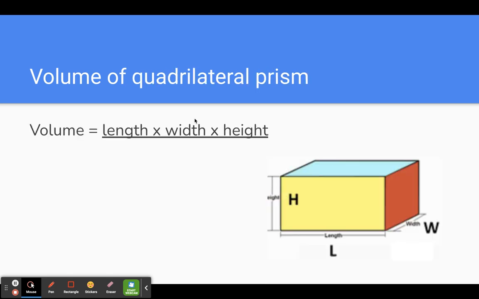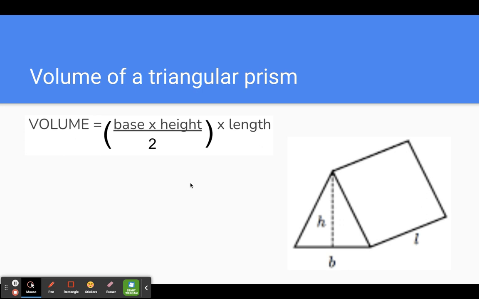So volume of a quadrilateral prism, right? Length times width times height. So if we find the area of this red square or this yellow square, length times height, that's the area of one face, and then we multiply it by how far back it goes, right? The volume of a triangular prism, you've got to find the area of the triangle face, so base times height divided by 2, and then you multiply it times that length. So again, if you like that paper example, imagine having a triangular piece of paper. You find the area of one triangle, and then you multiply it by how far back it goes.